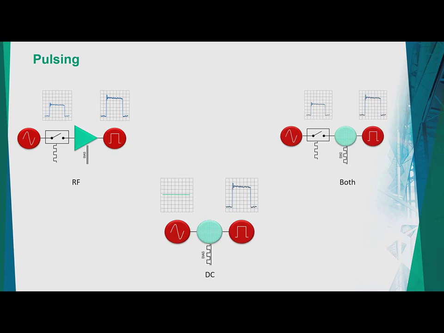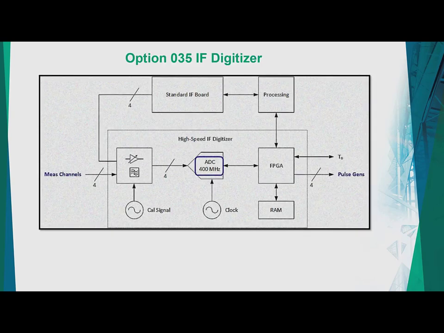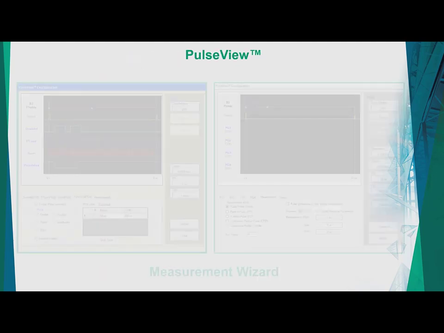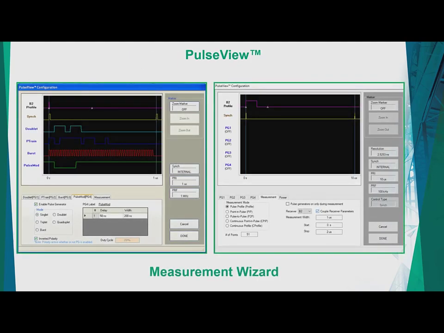Anritsu has solutions for both, and in the last presentation we also discussed the various solutions that Anritsu provided on the pulse measurement. We also touched base upon option 35 and 42, which are the two main options which make Anritsu's solution the best in the world. Option 35, as you know, is basically the IF digitizer that we have in place, and that gives an unprecedented IF measurement bandwidth of 200 megahertz, which gives us a resolution of 2.5 nanoseconds in the pulse measurement. We also touched base upon option 42, which is basically the wizard by which a lot of measurements related to pulse, which are not available anywhere in the world, can be made very easily.